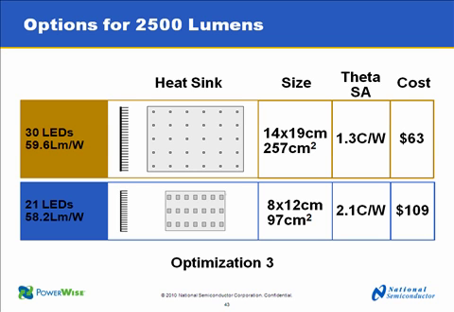If we go down to the one below that, there's an option where we have only 21 LEDs required. Efficacy is a little bit lower at 58.2, but the footprint is dramatically lower at 97 square centimeters. Cost, on the other hand, is higher, $109, so it's almost double the cost. So you can see here that there's many different ways to approach this problem with different types of LEDs and heat sinks.